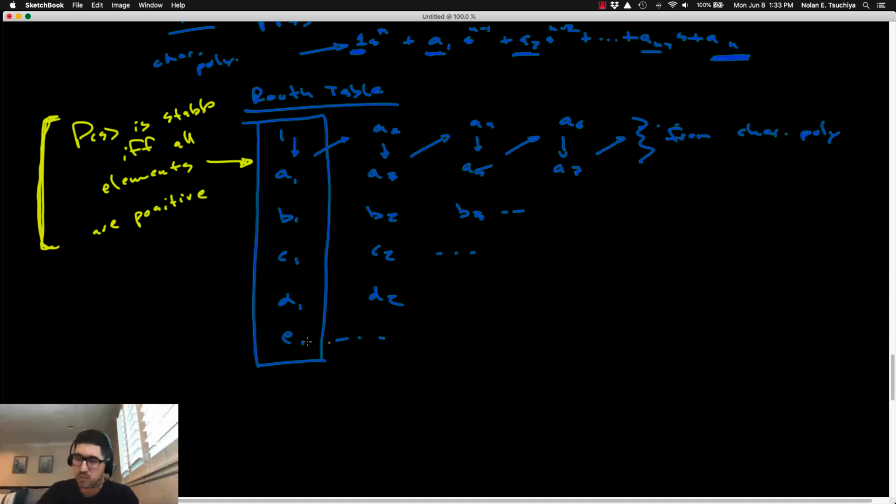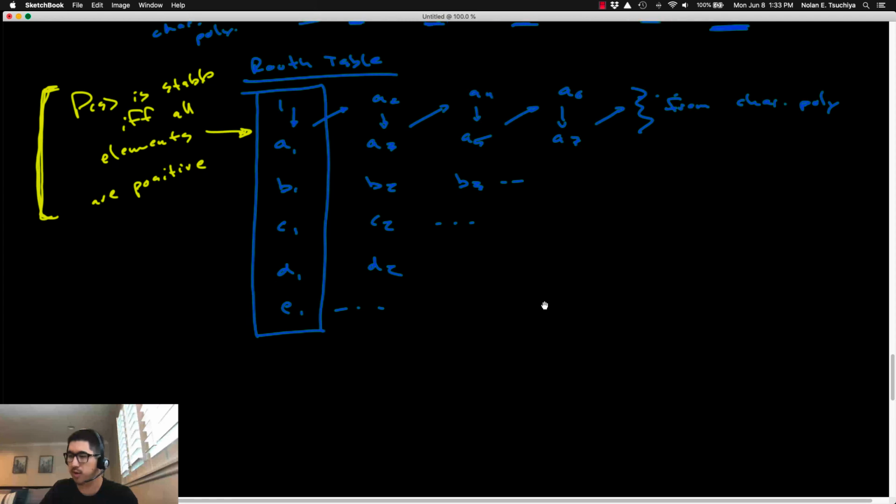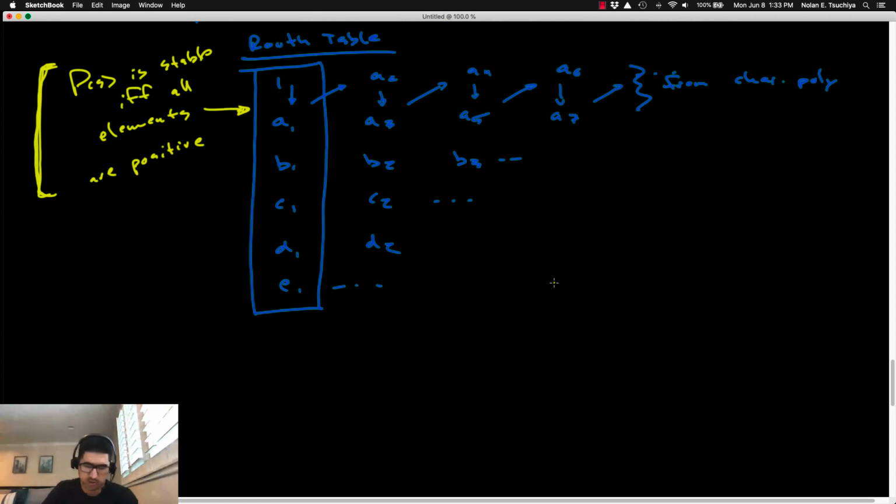Okay. Now, this is a high-level overview. I haven't actually shown you how to populate this table yet. And for that, that's where you have to invoke the algorithm put forth by Routh and Hurwitz. Okay, so what I'll do now is explain as best I can how to actually populate these. So the first two rows, you're going to get those. Those are given, right?